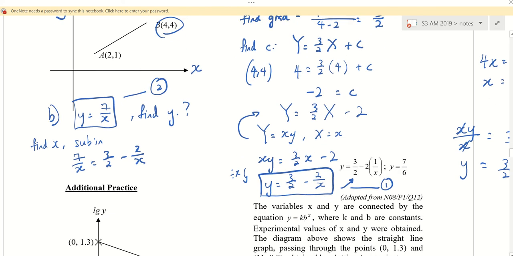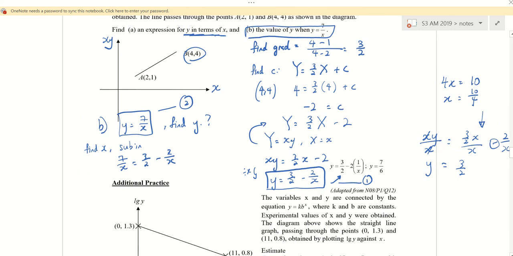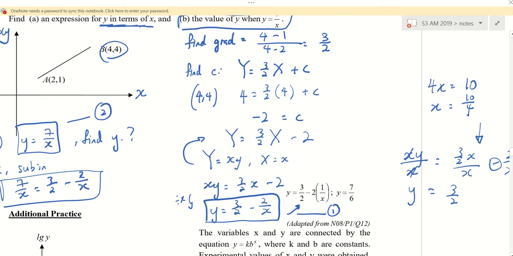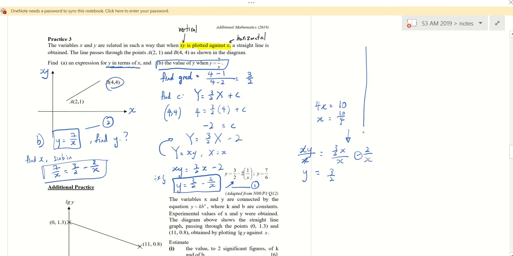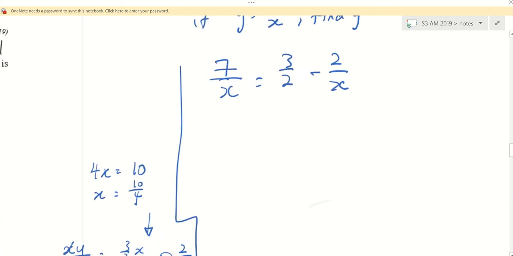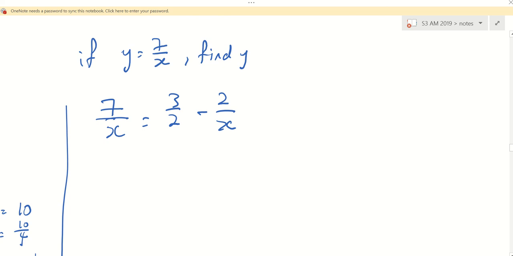Okay, so let's, can I write this equation on the next page? Let me try. I need space, but I don't have space already. So I have 7 over x equals to 3 over 2x minus 2. The question says if y is equals to 7 over x, find y. Can I zoom in now? Anyone lost at this? Jingfeng, do you know why I write that?